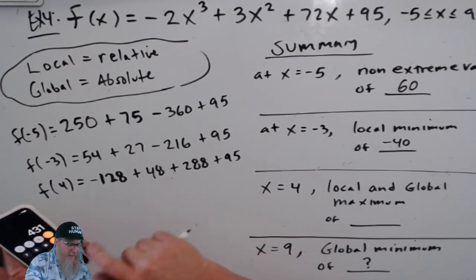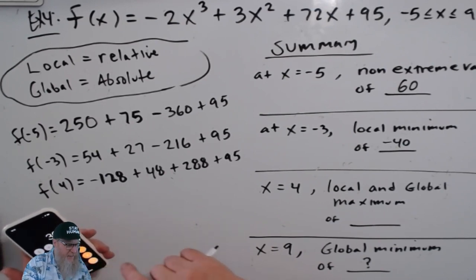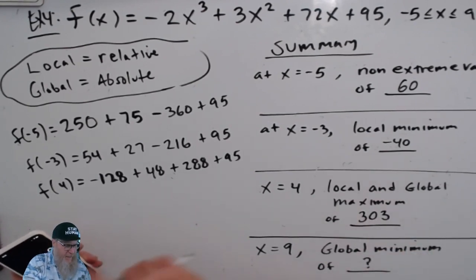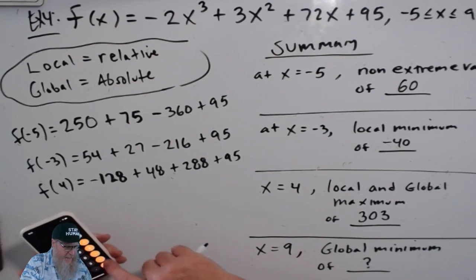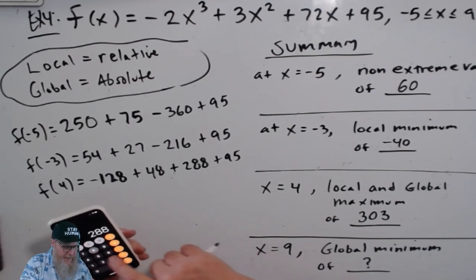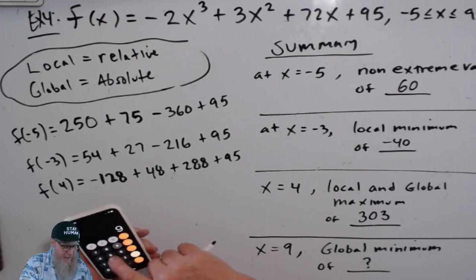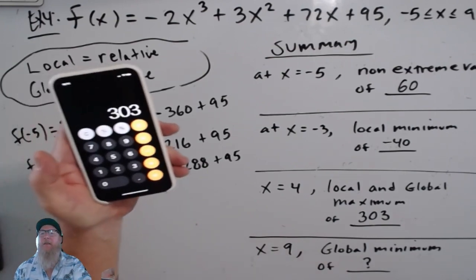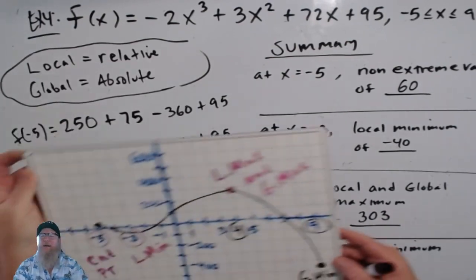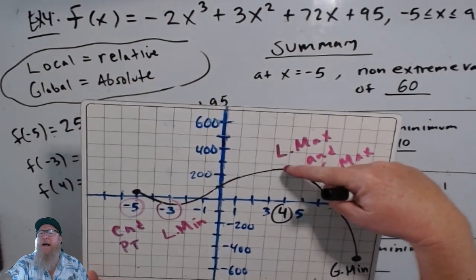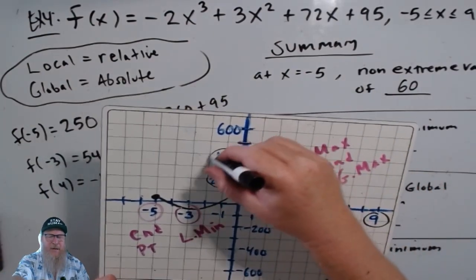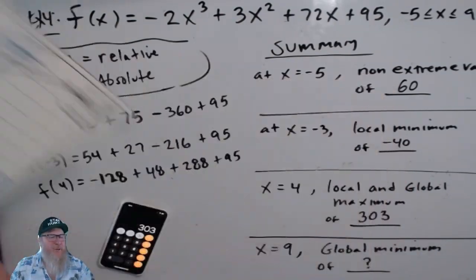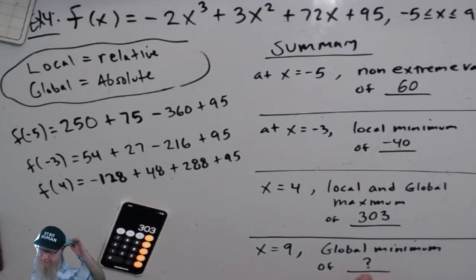Add those all up. And then the first one's negative, negative 128. 303. I'm going to double check that. So I got 48 plus 288 plus 95 and then minus 128. Double check. Yeah, 303. I can also double check it on here. That's my local max. All right, that's 200, that's 400. It's kind of in the middle. Yeah, it looks pretty close to the middle between 200 and 400, so 300 seems reasonable.